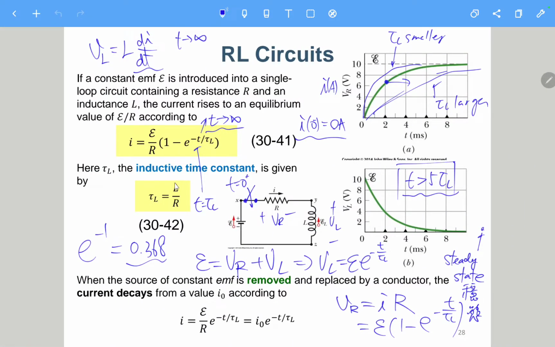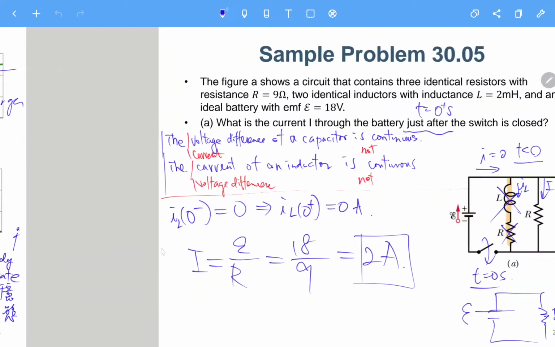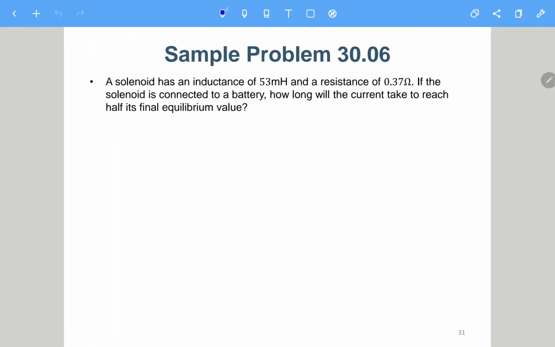Okay, so just now we know the time constant is L over R. Actually, when t equals tau L, it is not halfway to the equilibrium point. It is something like 60 point something percent, around 64%. Okay, so let's see.